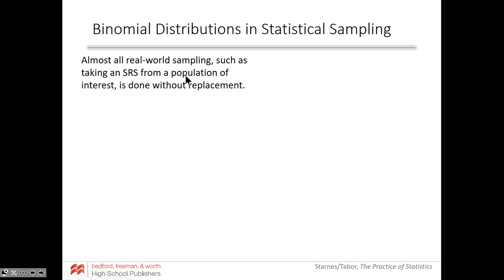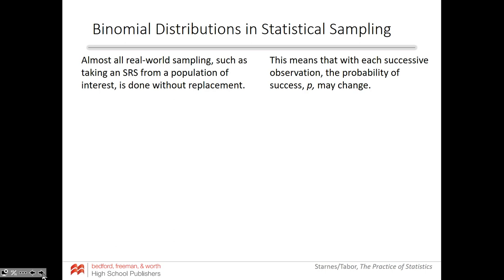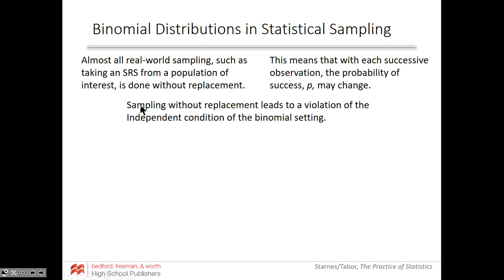Almost all real-world sampling, such as taking an SRS from a population of interest, is done without replacement. This means that with each successive observation, the probability of success, P, may change, because I'm not replacing. Think about that card example that we talked about earlier. If I take out a card from a deck of cards, it changes the probability of success for the next card, right? But sampling without replacement leads to a violation of the independence condition.